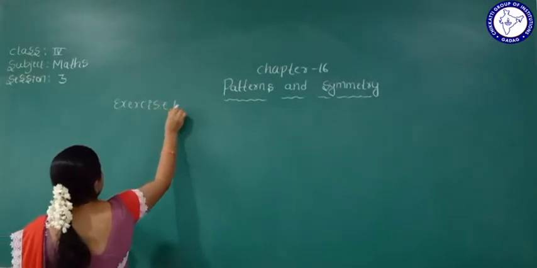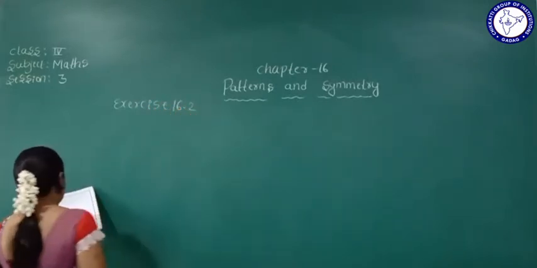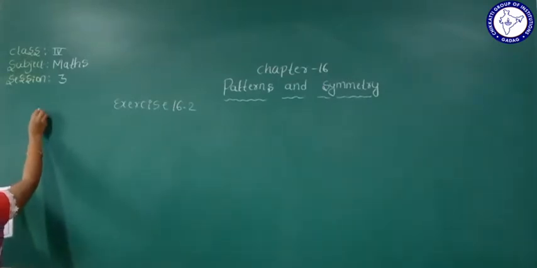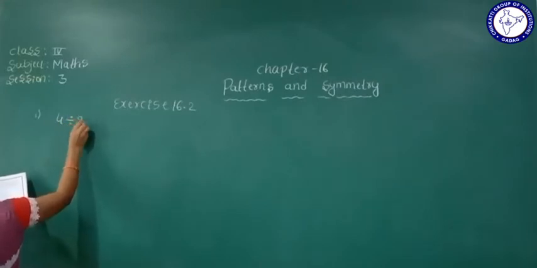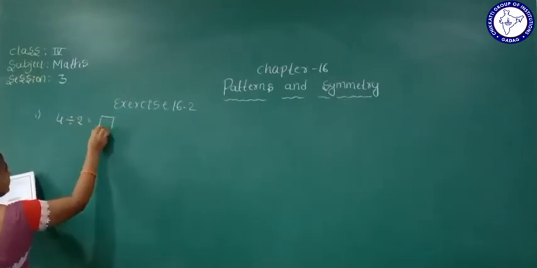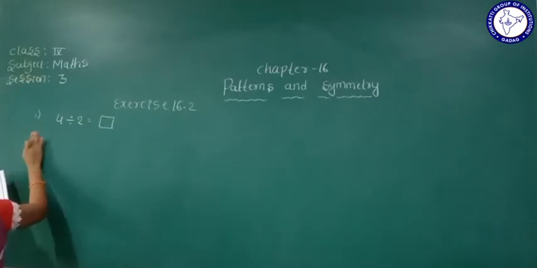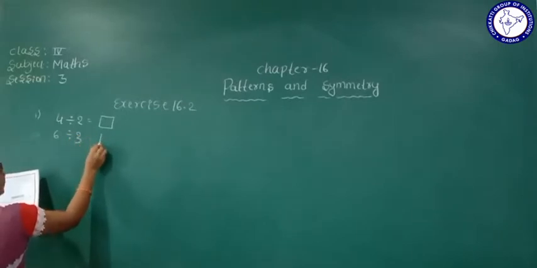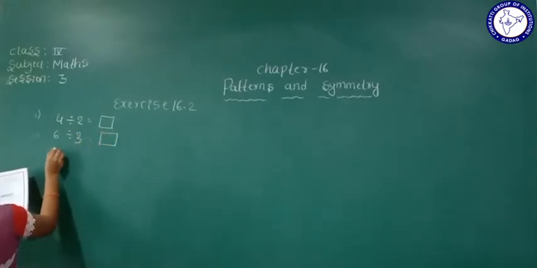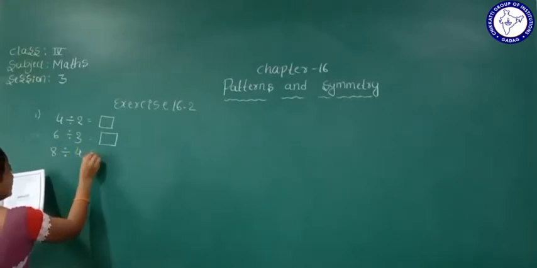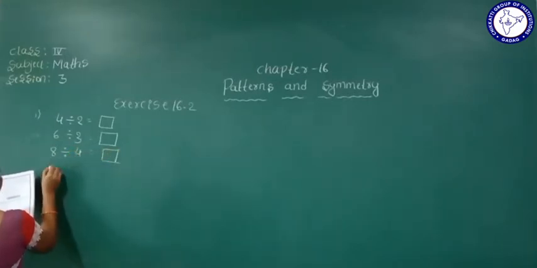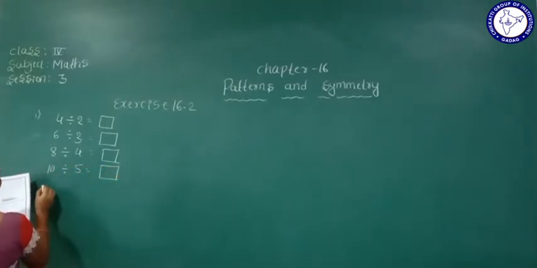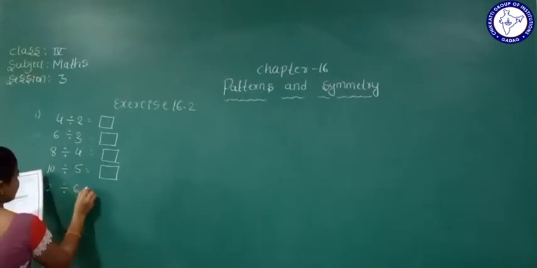Exercise 16.2. Do this on your own, observe and write the pattern. The first one given here: 4 divided by 2 is equal to, then 6 divided by 3 is equal to, 8 divided by 4 is equal to, 10 divided by 5 is equal to, 12 divided by 6 is equal to.